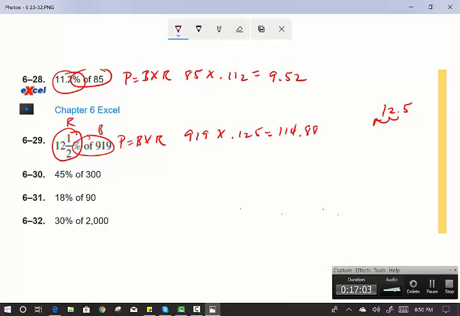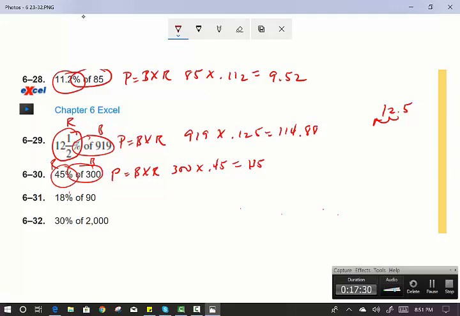Number 30 is 45%, which is associated with the rate. The number that follows percent of is your base. Again, we're solving for the part, which is equal to base times rate. So that's 300 times 0.45 after I move the decimal point 2 places to the left, and then that's going to equal 135.